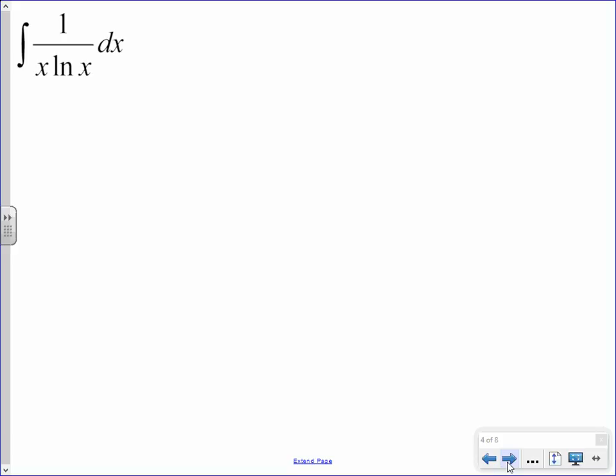All right, let's all come together. Pod 2, did you have an idea? We said that u would be natural log of x, and then du would be 1 over x. Okay, anyone else come up with that?